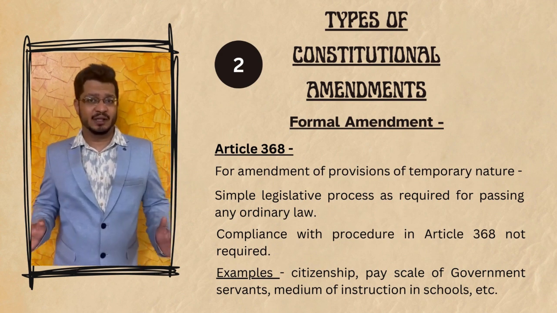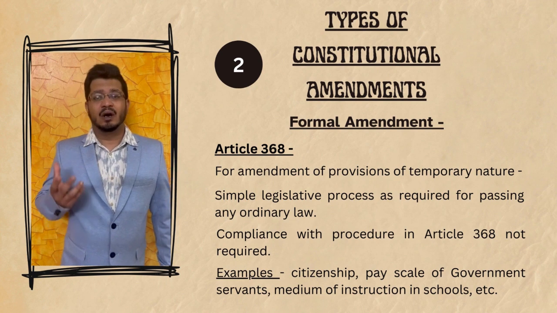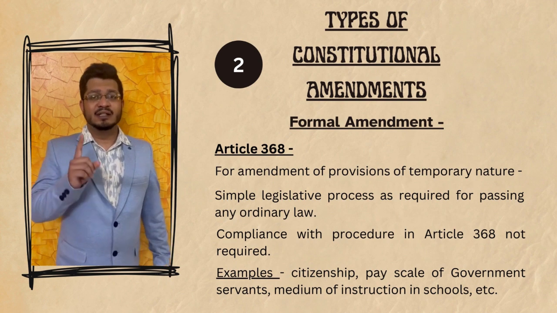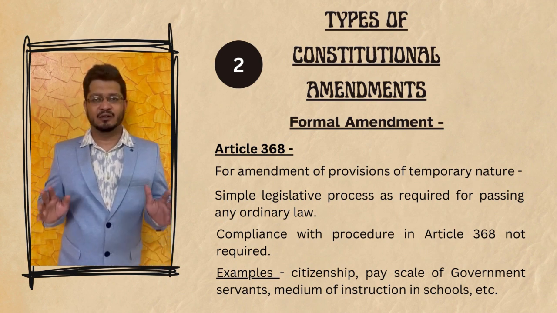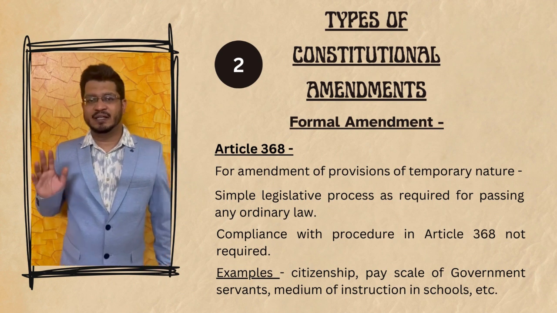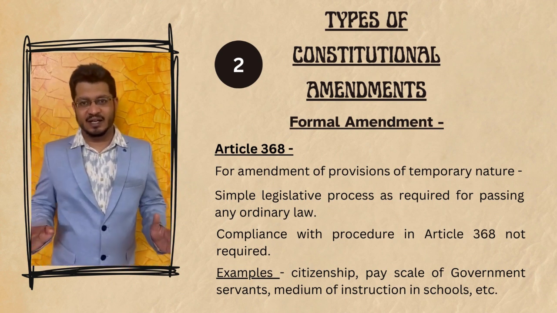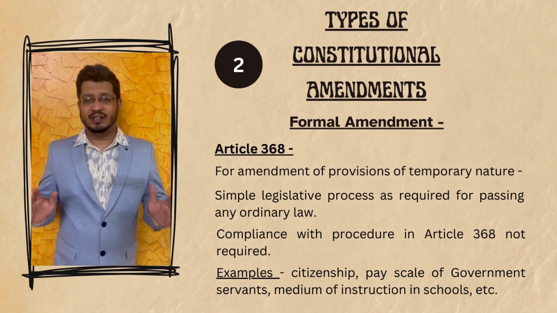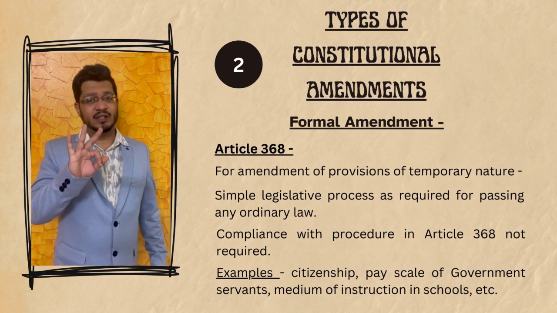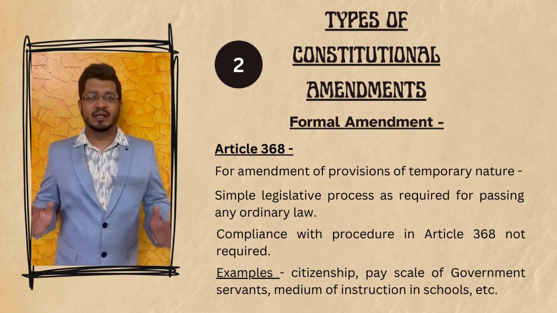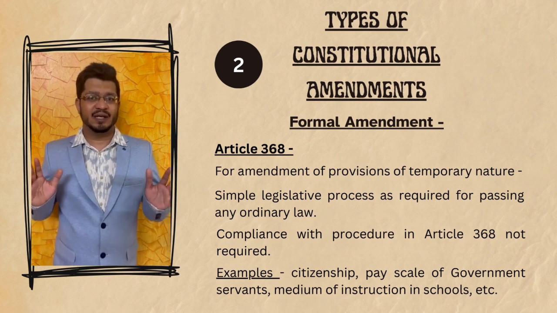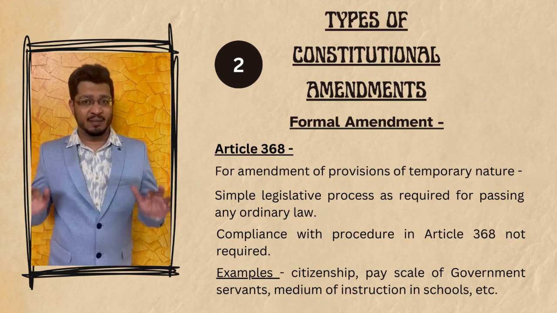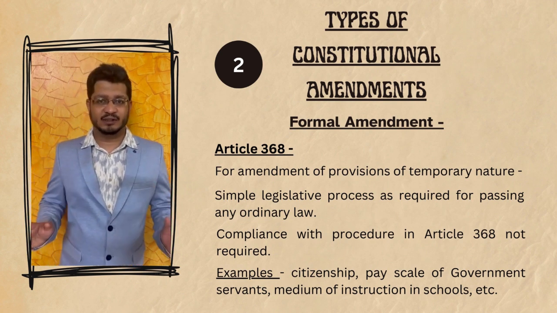Now, you might ask me, what are some of the examples of provisions of a temporary nature? So some examples can be, number one, citizenship. The issue of being a citizen of India was a provision of a temporary nature in the Constitution, which was enacted and adopted in 1949. Number two, the pay scale of certain government employees. And number three, the language of instruction in schools and colleges. These were some examples of the provisions of a temporary nature which can and have been amended by simple legislative process.